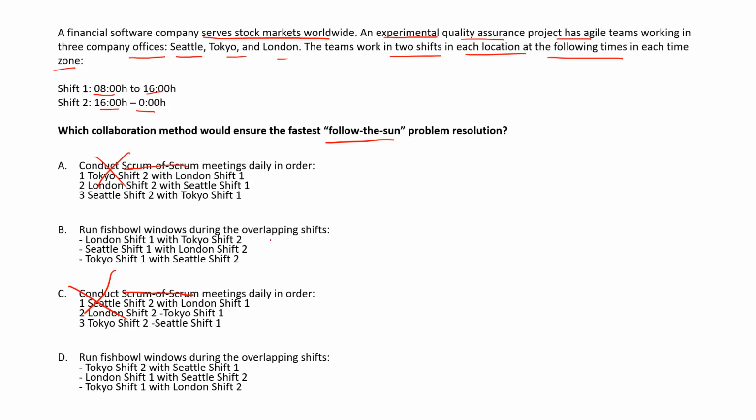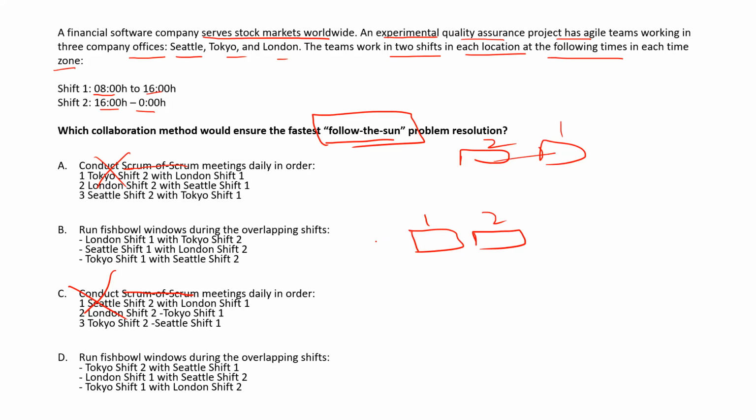Just overlapping of shift. There is shift 1 and there is shift 2. Overlapping will only happen 1 and 2, right? Follow the sun. When follow the sun, it can be 2 to 1. Yes, miss. It can be 2 to 1.